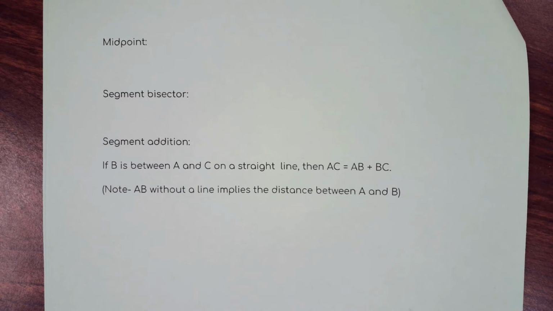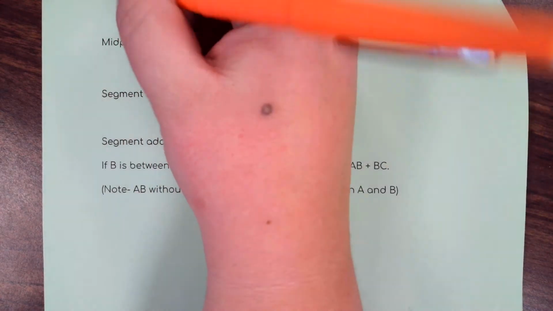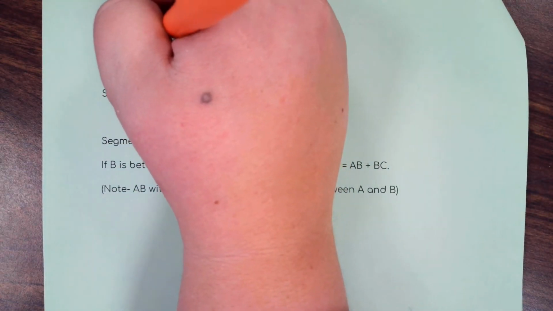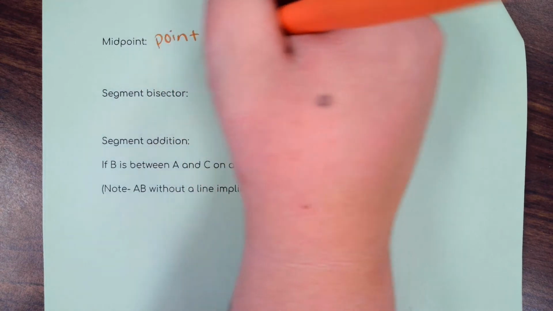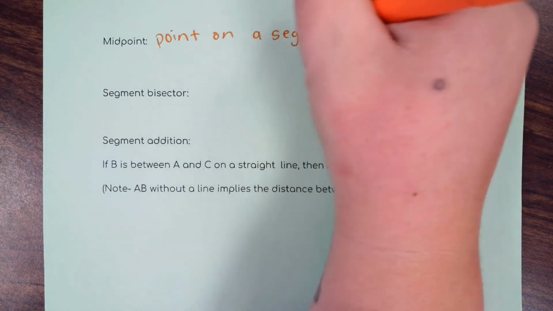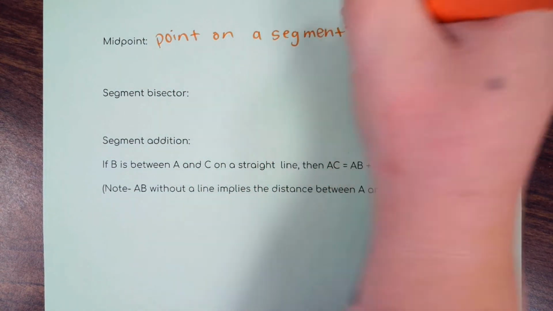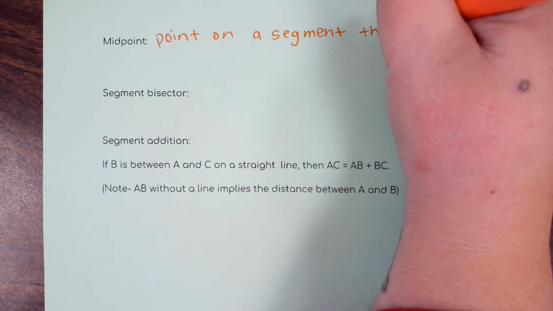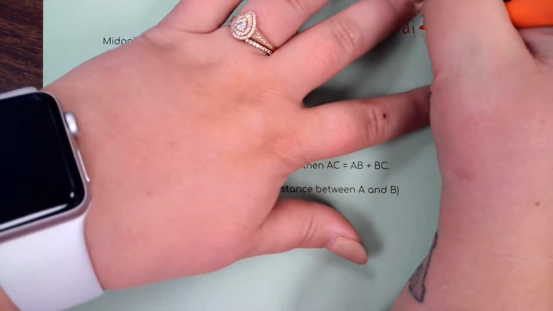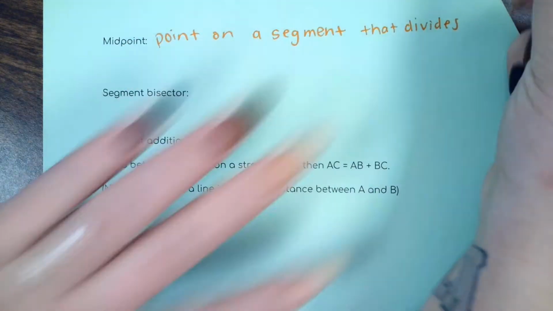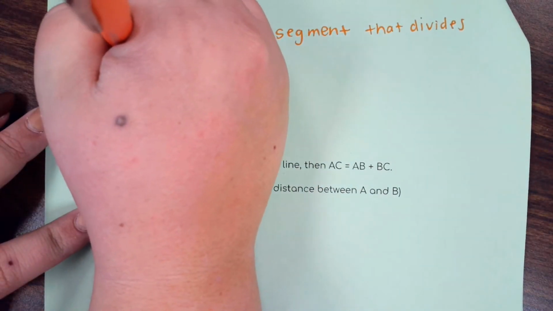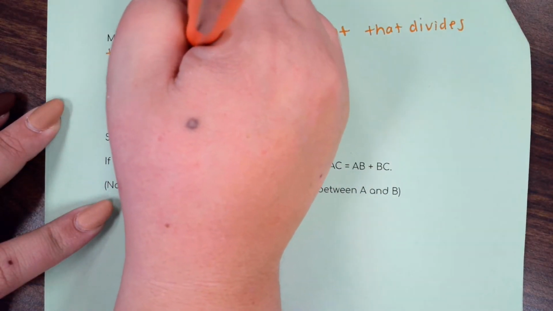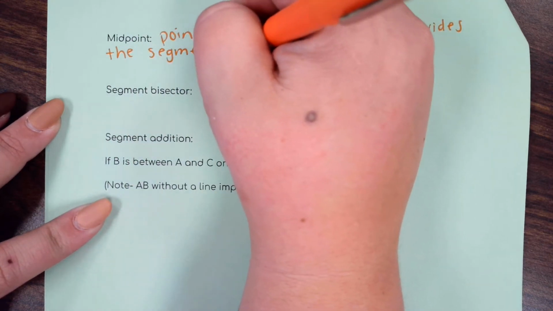Today we are going to continue our work in chapter 1-2 and define a few more things. So first we have midpoint. Midpoint is a point on a segment that divides the segment into two congruent segments.